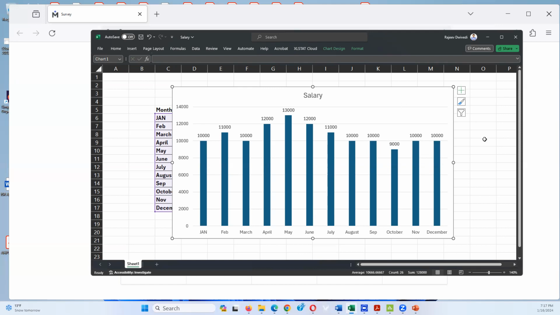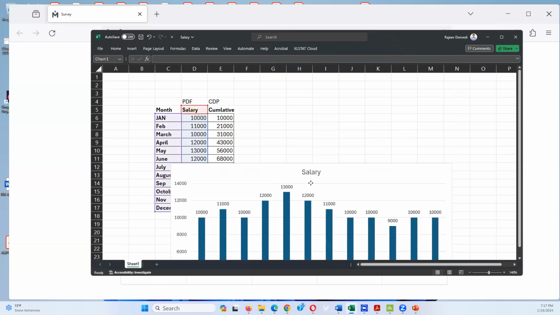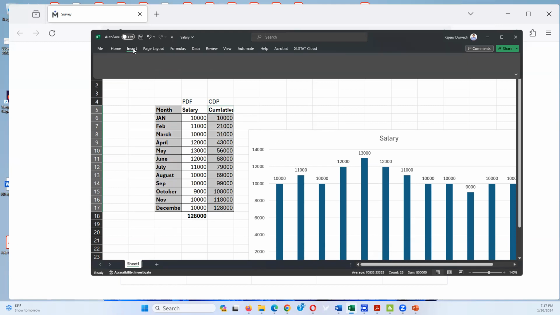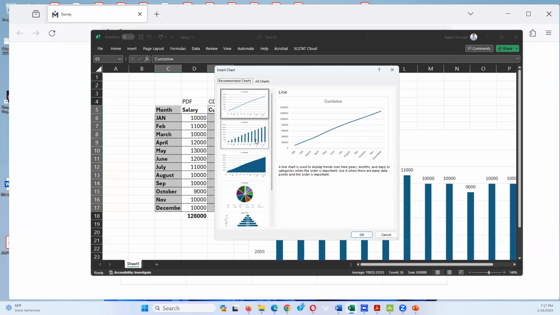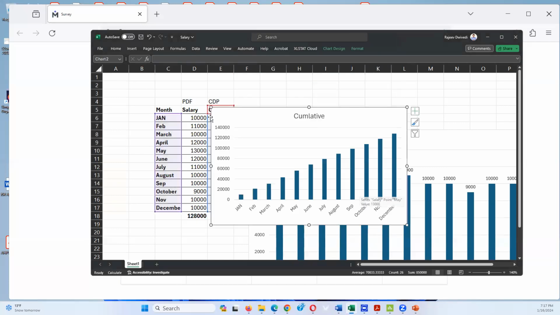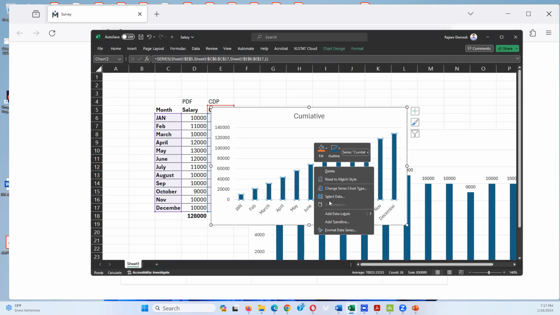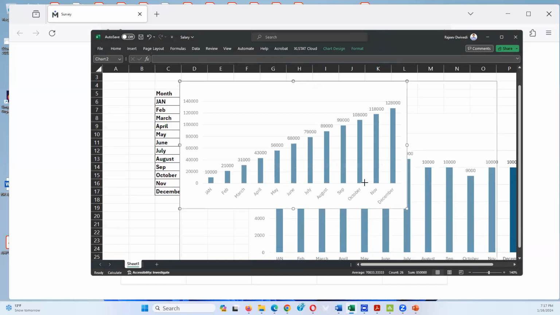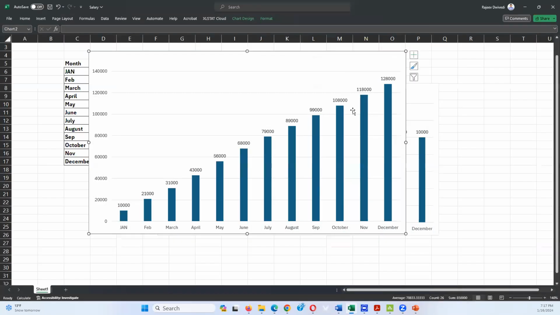Therefore, for that purpose, the cumulative distribution function is the answer. So let me go and plot this cumulative one. So look into this. And now I put the label. Hope you can see it clearly. Let me make it bigger.